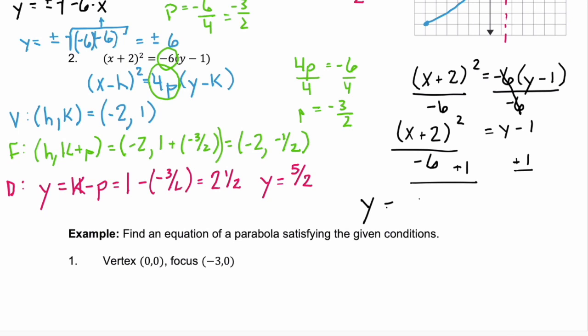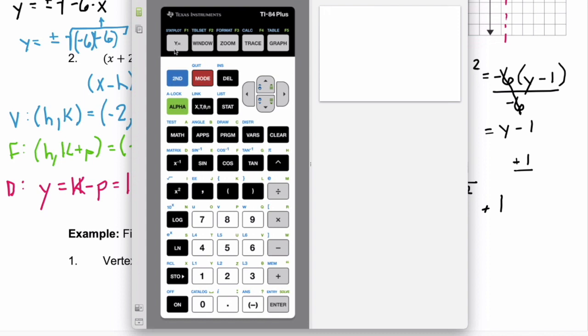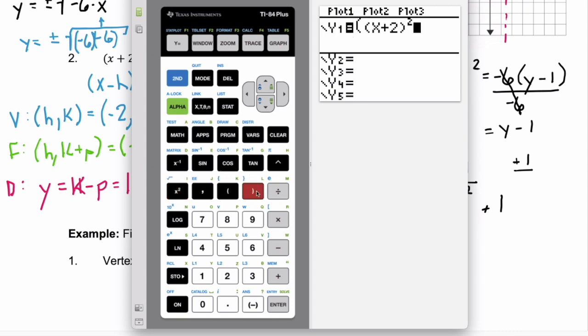This is going to give us the equation y equals x plus 2 squared divided by negative 6 plus 1. Super ugly, but we don't care. We're going to plug this into our graphing calculator. So go to your y equals, and we want to use a lot of parentheses. So one set of parentheses to give us a numerator, and the second to put in that squared. So we have x plus 2, close the parentheses, and we need to square that. Then we're going to close the parentheses because this is our whole numerator, and we're going to divide by negative, remember the negative sign, not the minus, 6. And then we're going to add 1 and hit enter.